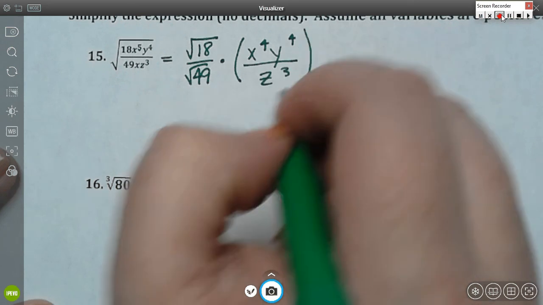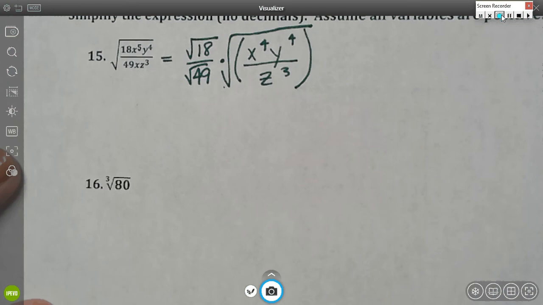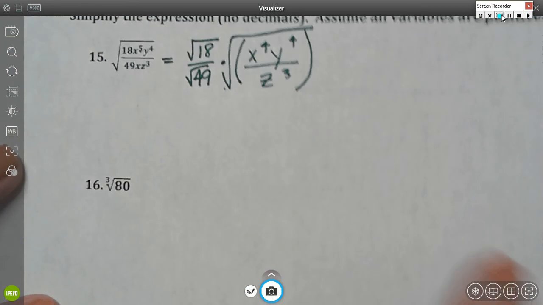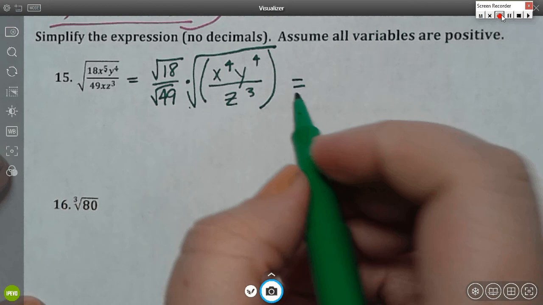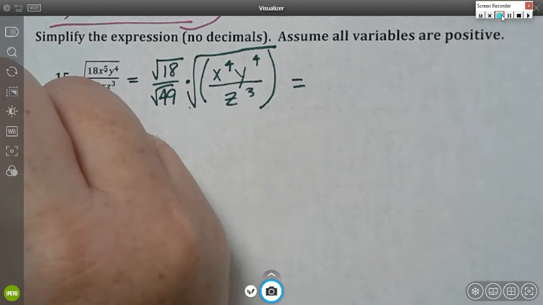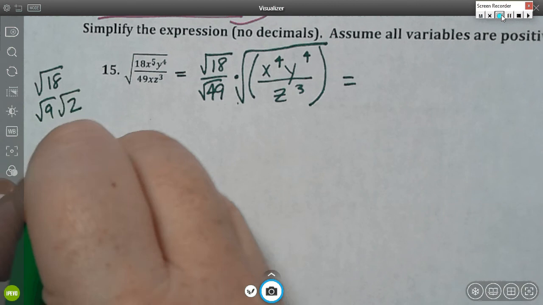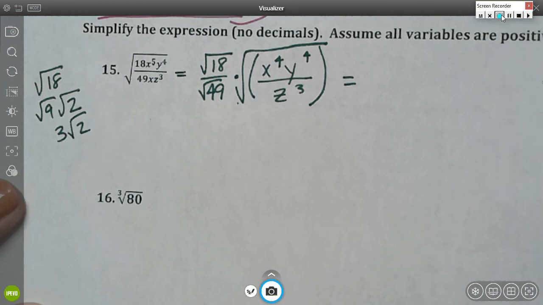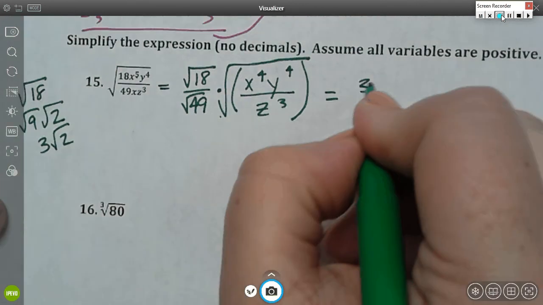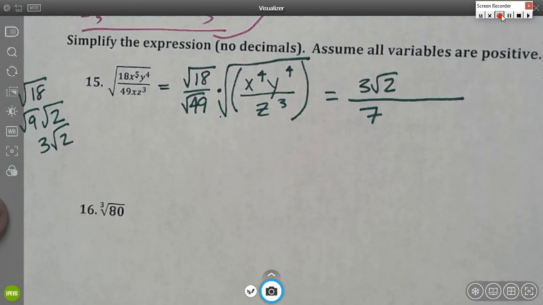Whereas it did have a square root, what I'm going to do is change that square root to an exponent of 1/2, and I'll show you why. It'll make a little more sense. Square root of 18 I'm going to break up. Remember, square root of 18, I could do the square root of 9 and the square root of 2, which would be 3 times the square root of 2, right? So I'm going to do 3 square root 2 over, and I have a 7 here, right?